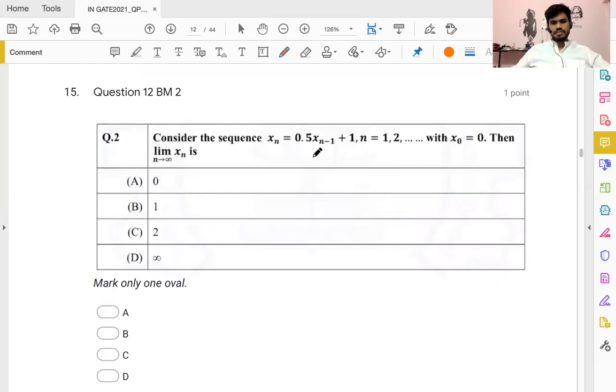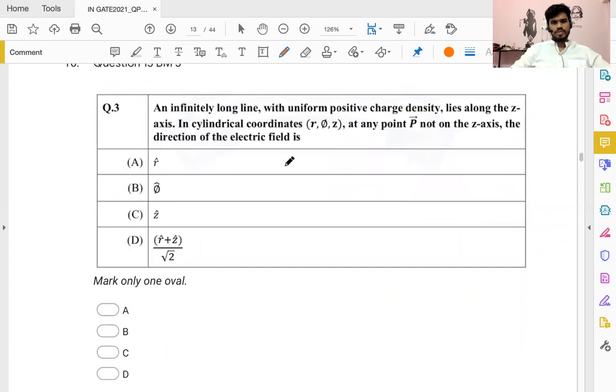Okay, consider a sequence like this. In fact, yesterday in one of the classes we were trying to derive this. What we want is xn as n tends to infinity. First of all, for it to have a value, it must converge. So if it converges, xn will be 0.5 xn plus 1, or 0.5 xn is 1, or xn is 2. So if it converges, xn is xn minus 1, and xn is a nice value, so it does converge.